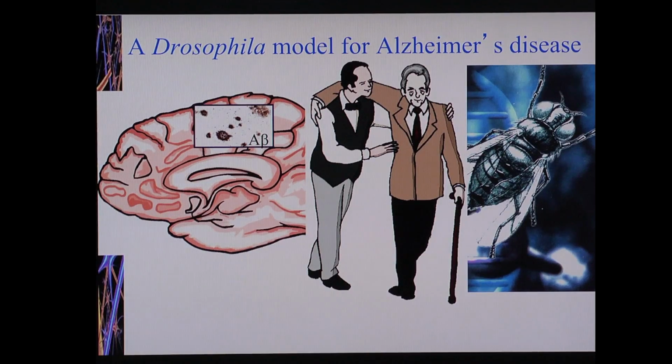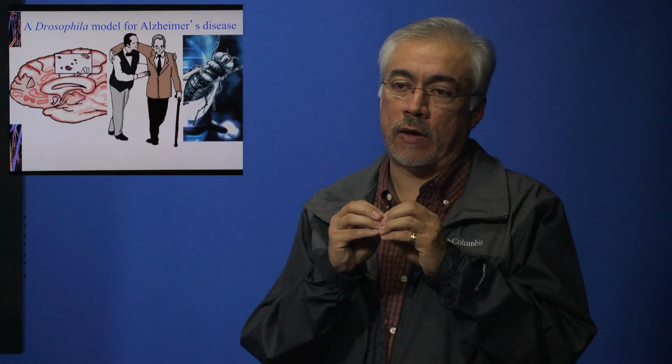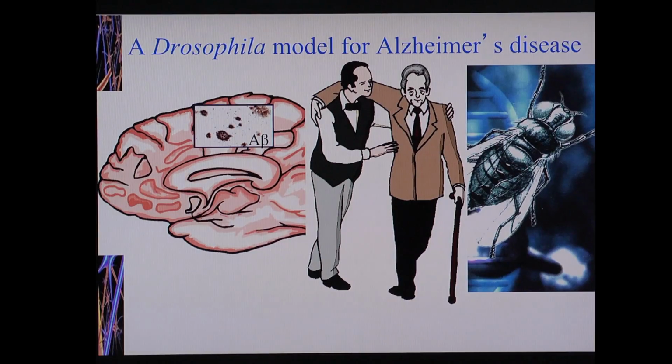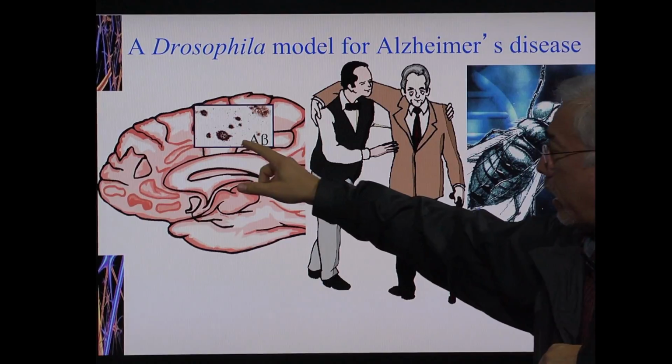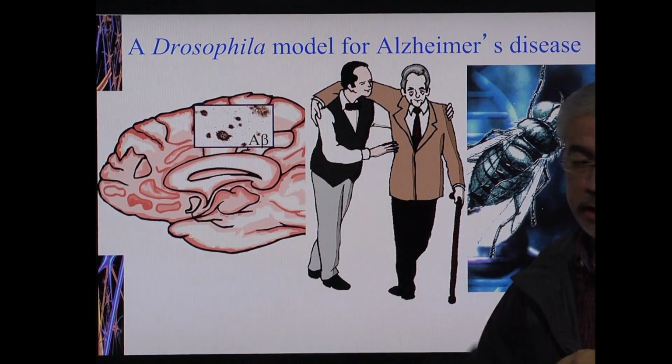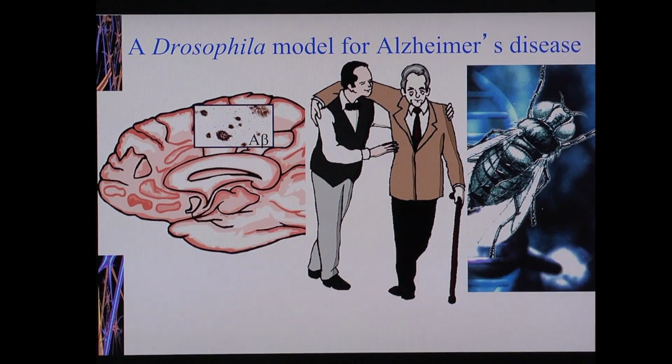How do we make the fly model of Alzheimer's disease? Well, the brains of affected individuals have aggregation of a protein known as amyloid beta. It's a small peptide, 42 amino acids, and it forms these aggregates in the brain that are known as amyloid plaques. So they are composed of these aggregates of this little protein known as amyloid beta.